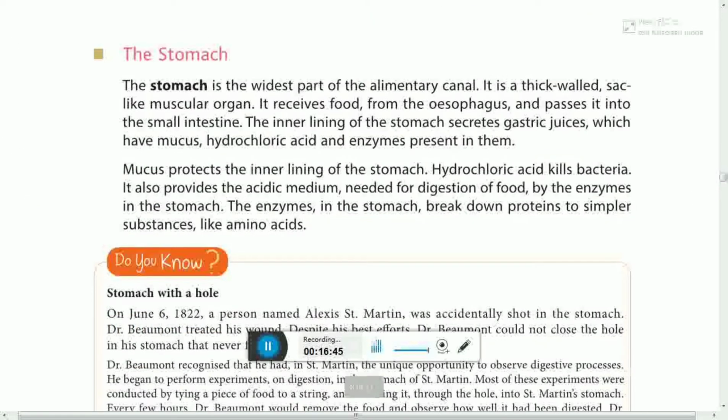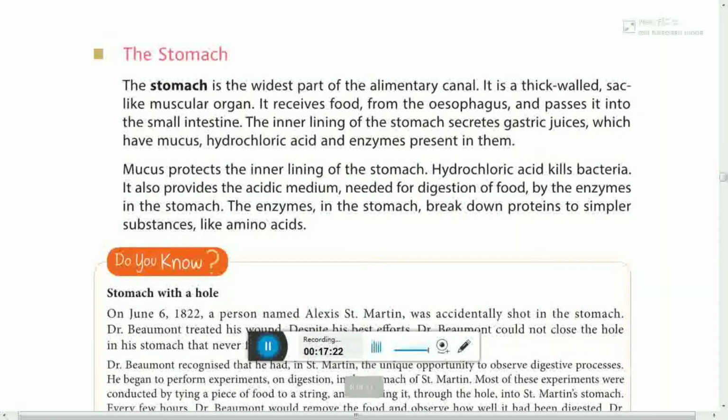Next part is the stomach. The stomach is widest part of the alimentary canal. It is a thick-walled, sac-like muscular organ. It receives food from esophagus and passes it into the small intestine. The inner lining of a stomach secretes gastric juices which have mucus, hydrochloric acid and enzymes present in them.